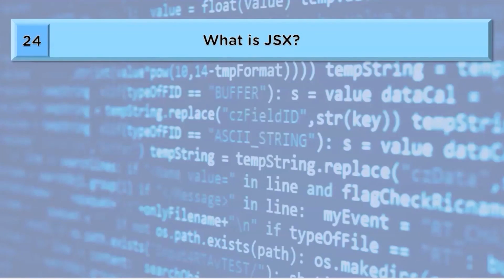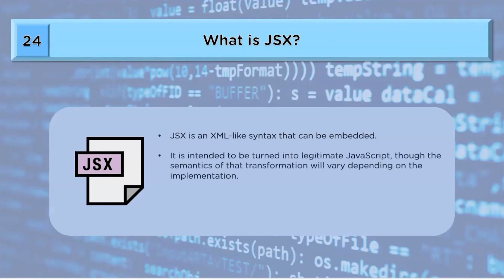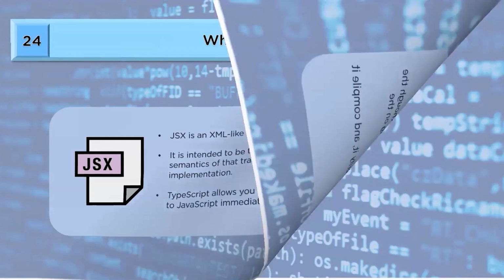What is JSX? JSX is an XML-like syntax that can be embedded. It is intended to be turned into legitimate JavaScript, though the semantics of that transformation will vary depending on the implementation. TypeScript allows you to embed JSX, type verify it, and compile it to JavaScript immediately. JSX needs to be translated into valid TypeScript. We use the JSX file with the .tsx extension.